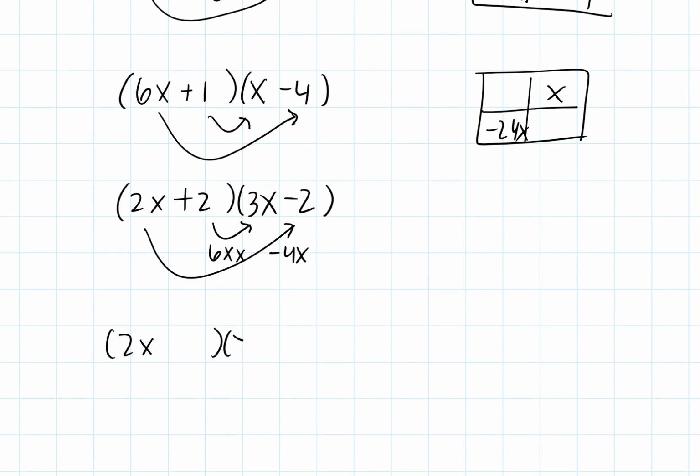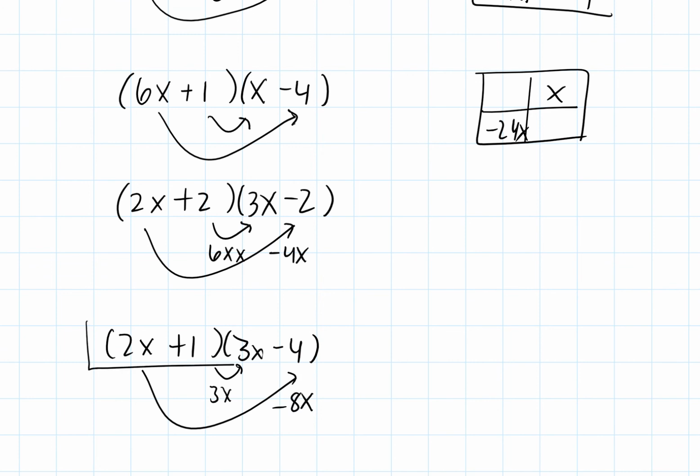Okay, let's try something else. Maybe the 2x and the 3x do work, but it is the 4 and the 1. Here I'd get 3x. Here I would get negative 8x. Oh, there we go. 3x minus 8x is negative 5x. So a little bit of guess and check with numbers, a little bit of guess and check with order allows us to correctly factor any quadratic expression.